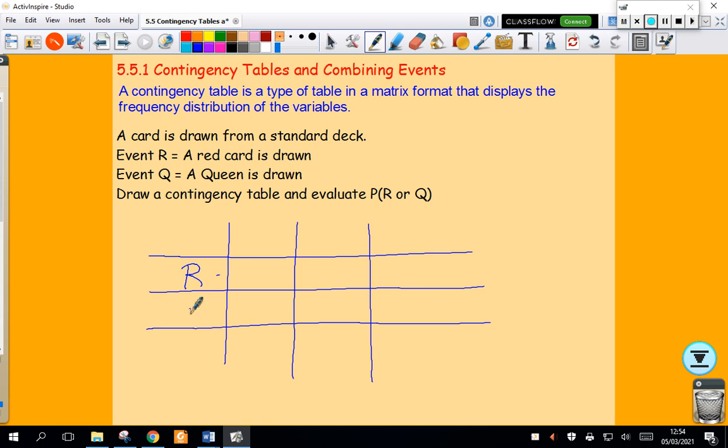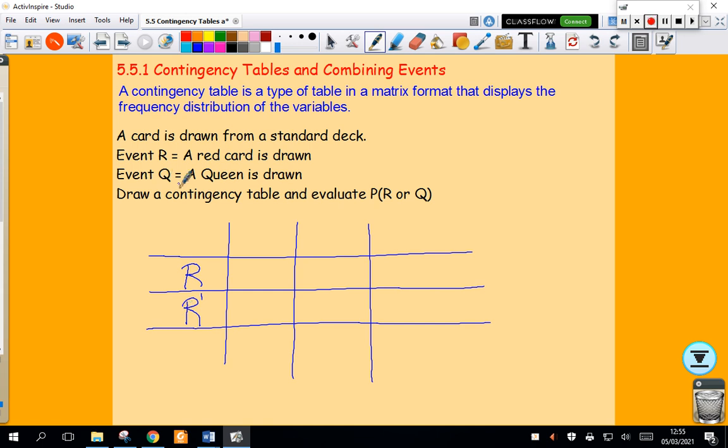The row below that should be the complement of that event. Now, what does that mean, the complement of the event? Well, the complement of any event is just the exact opposite. So, R complement, which we write with that little dash up there, means not a red card. A red card is not drawn. R means a red card is drawn. R complement means a red card is not drawn.